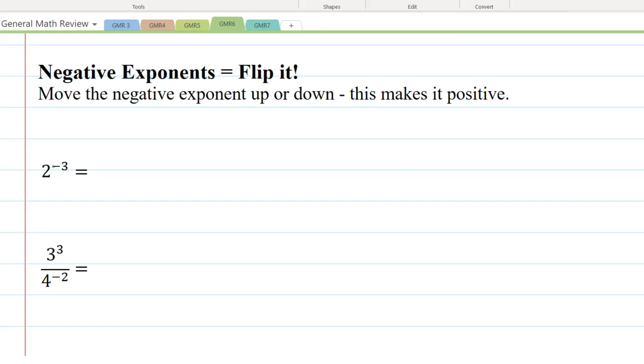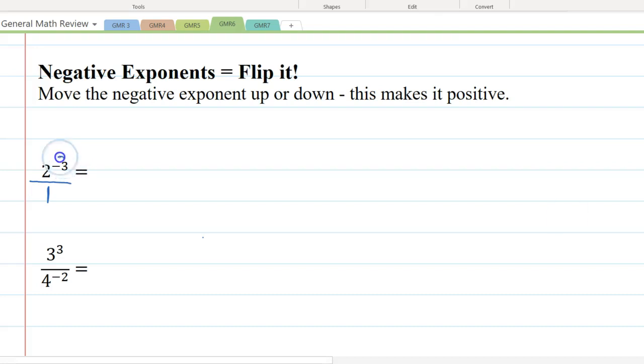So let's take a look. I have 2 to the negative third power. I need to flip it, but wait a second. 2 is not a fraction. How do I flip it? Simple. All numbers are fractions. 2 is over an invisible 1. What I need to do is flip this thing upside down.